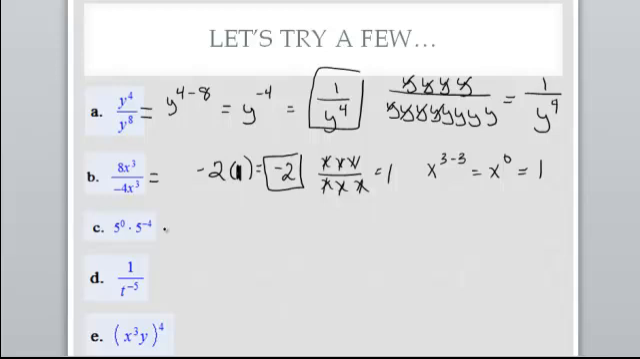Okay, how about C? 5 to the 0 power is 1, and 5 to the negative 4th power is 1 over 5 to the 4th power. Well, what is 1 over 5 to the 4th power? 5 to the 4th power is 625.